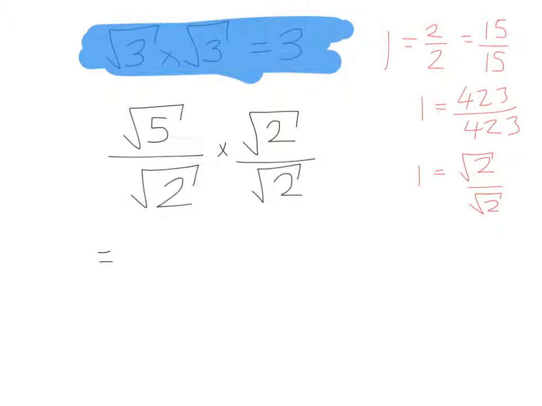So at the top I've got root 5 times root 2, which is going to give me root 10. At the bottom, root 2 times root 2, I'm going to apply this property here, and on the bottom I'm going to get 2. I have now rationalised the denominator. The number at the bottom of my fraction, the denominator, is a rational number. It has an exact value.